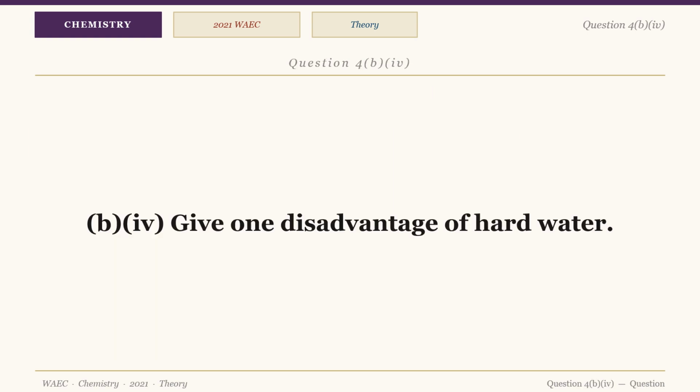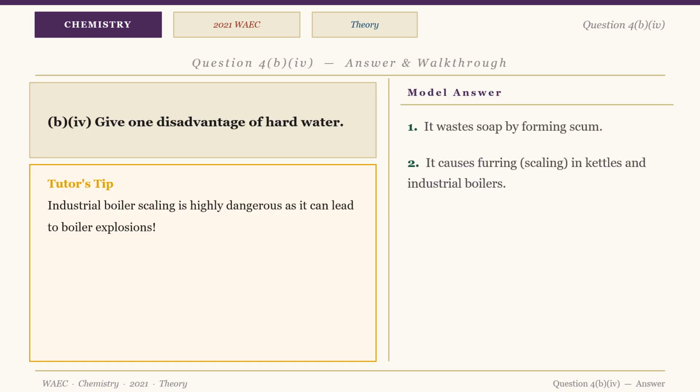Now for BIV, give one disadvantage of hard water. Now you can pick any one. Now number 1, it wastes soap by forming scum. Now it wastes soap, you see that scum on the water, that is how it wastes soap. And then 2, it causes fouling or scaling in kettles and industry. So now this scaling is like a white or gray crusty layer. So that's what this fouling or scaling is.